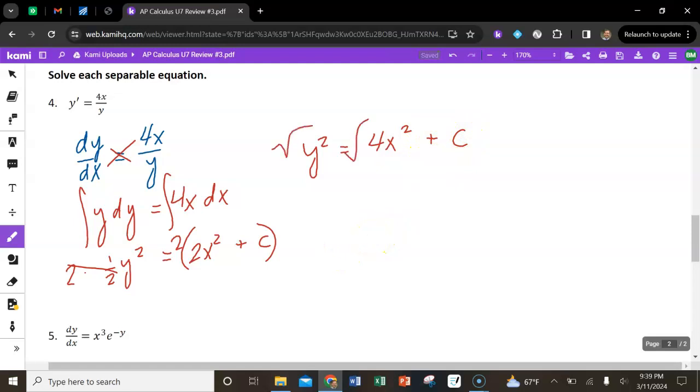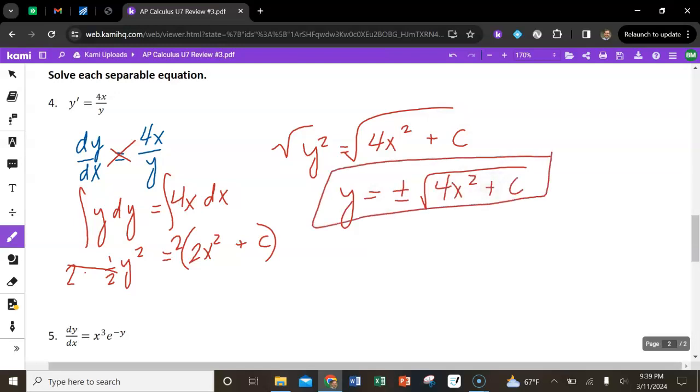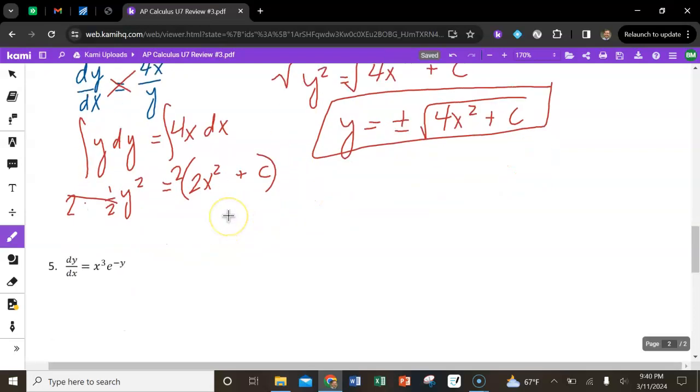Then I would take the square root, and I would be sure to put plus or minus in front of this. So plus and minus the square root of 4x squared plus c. That would be my family of solutions to that differential.